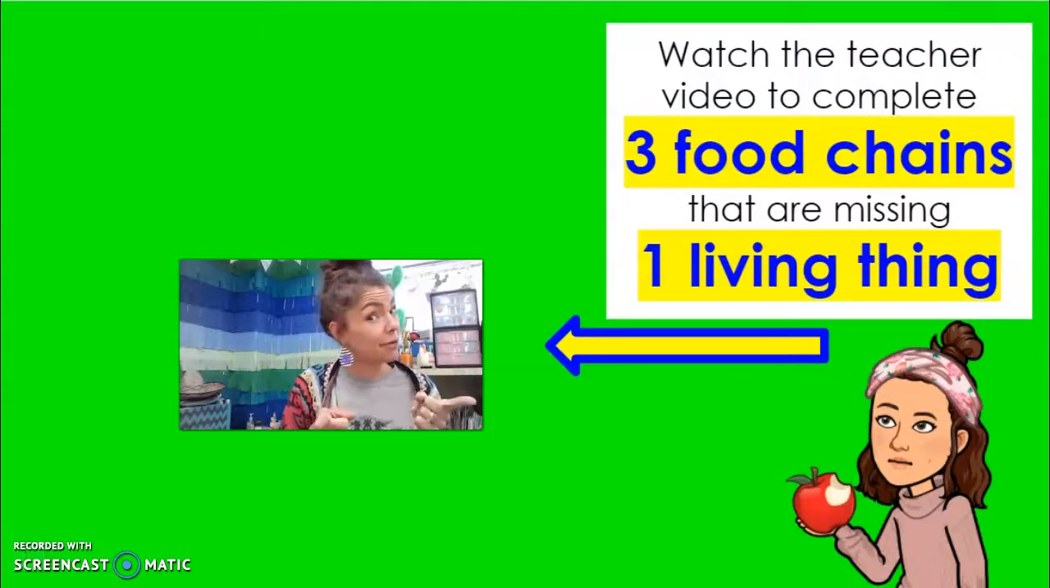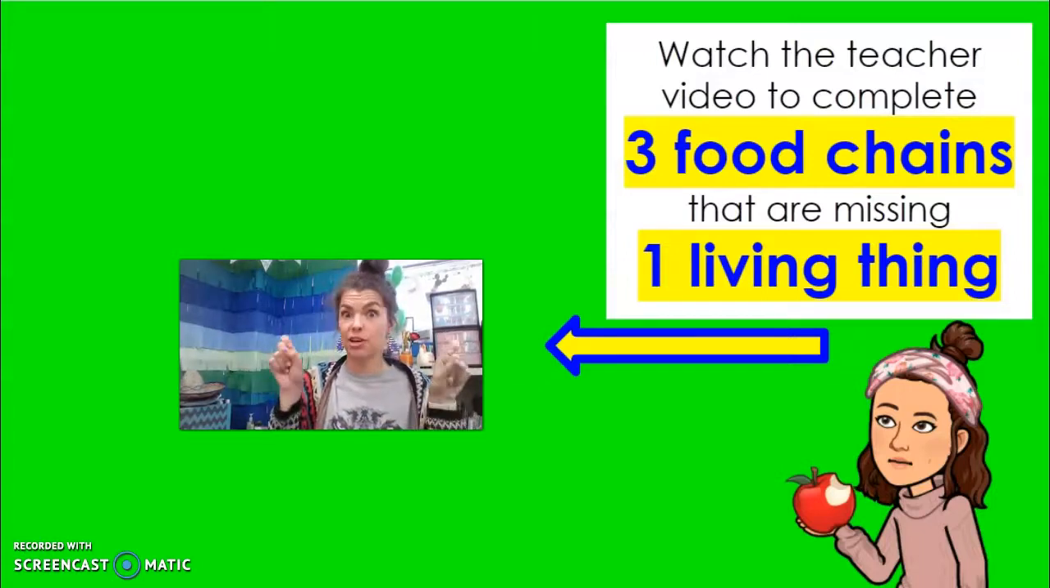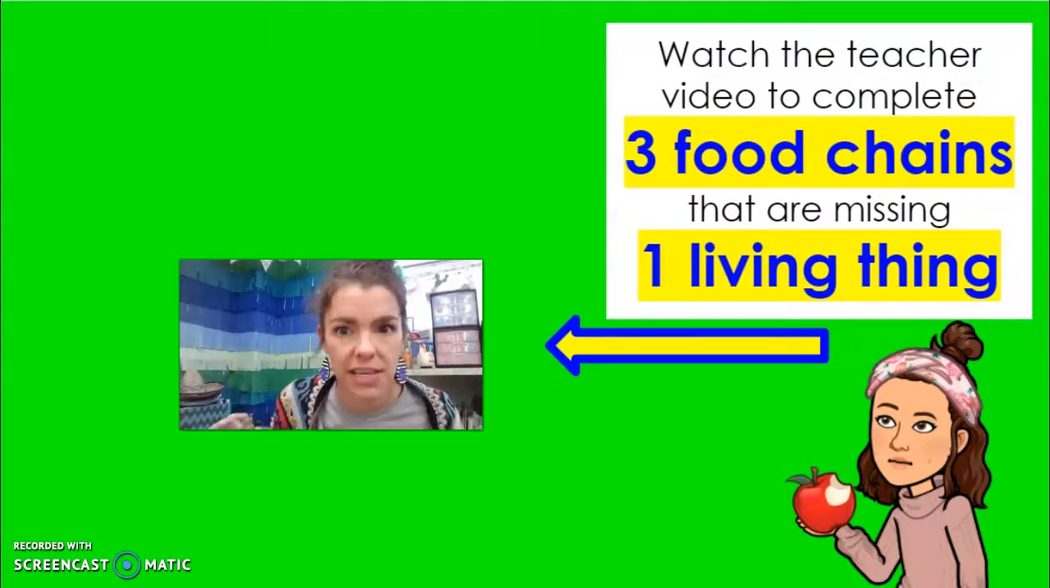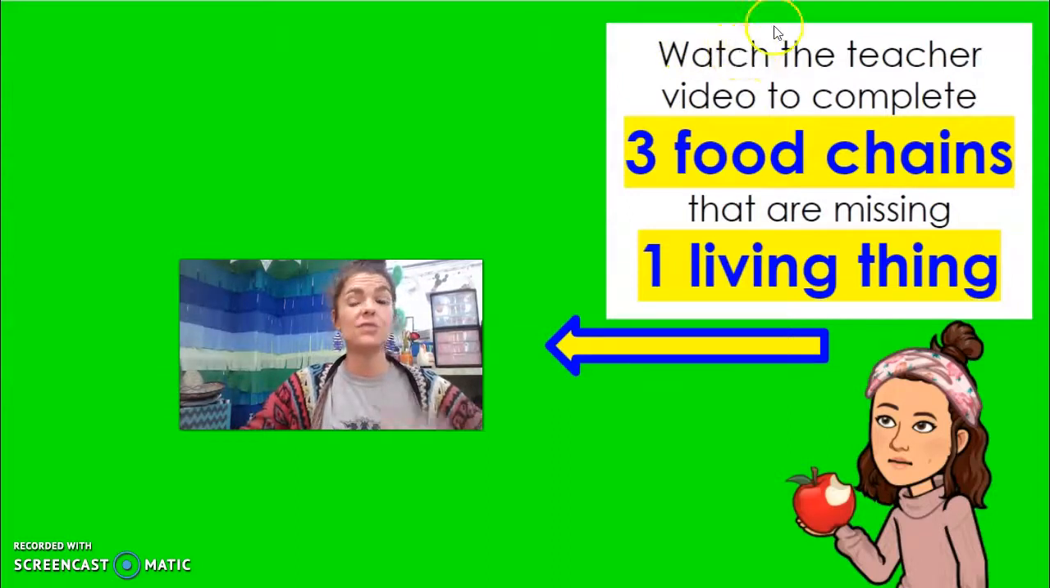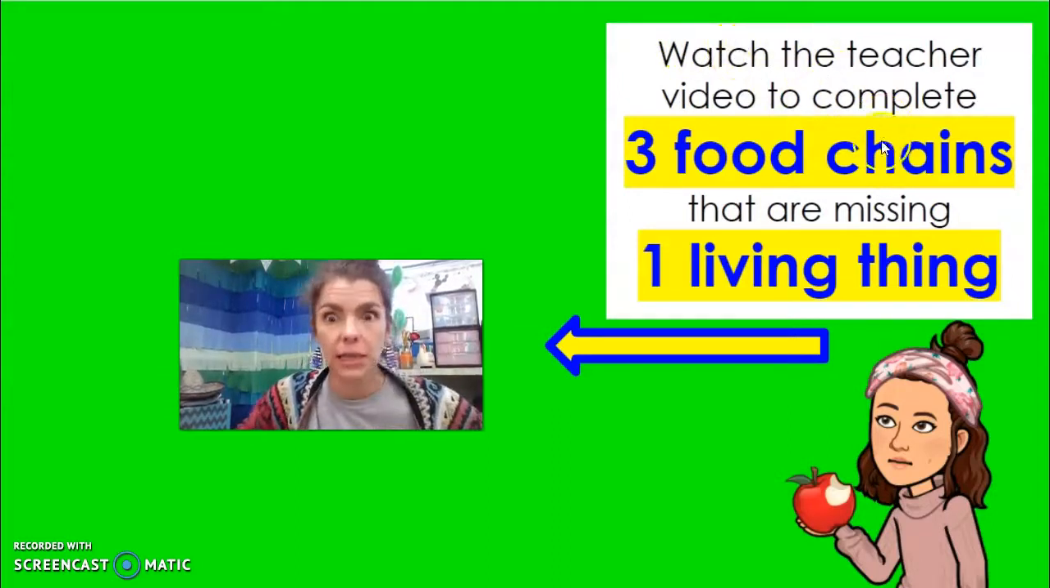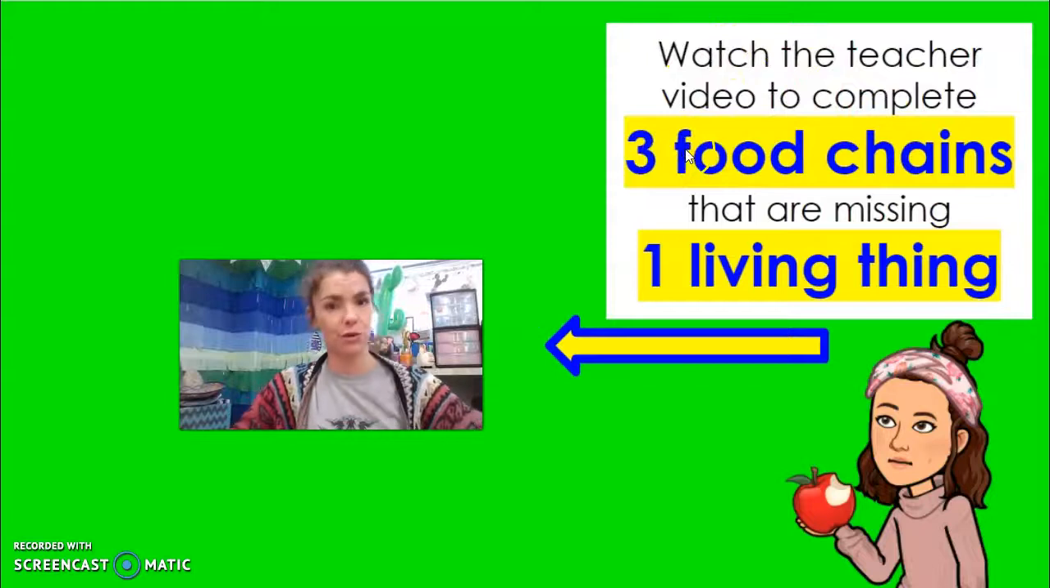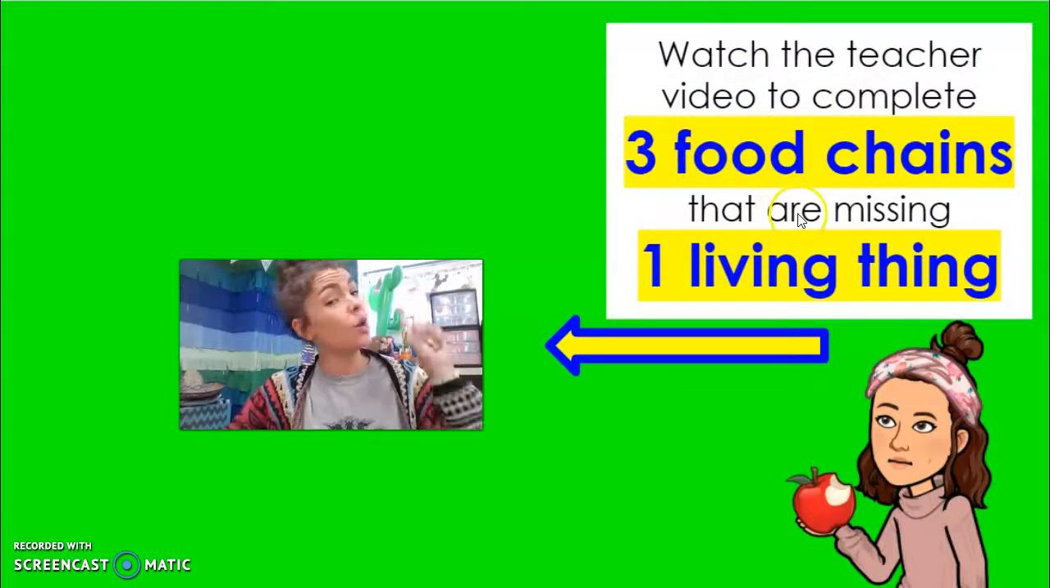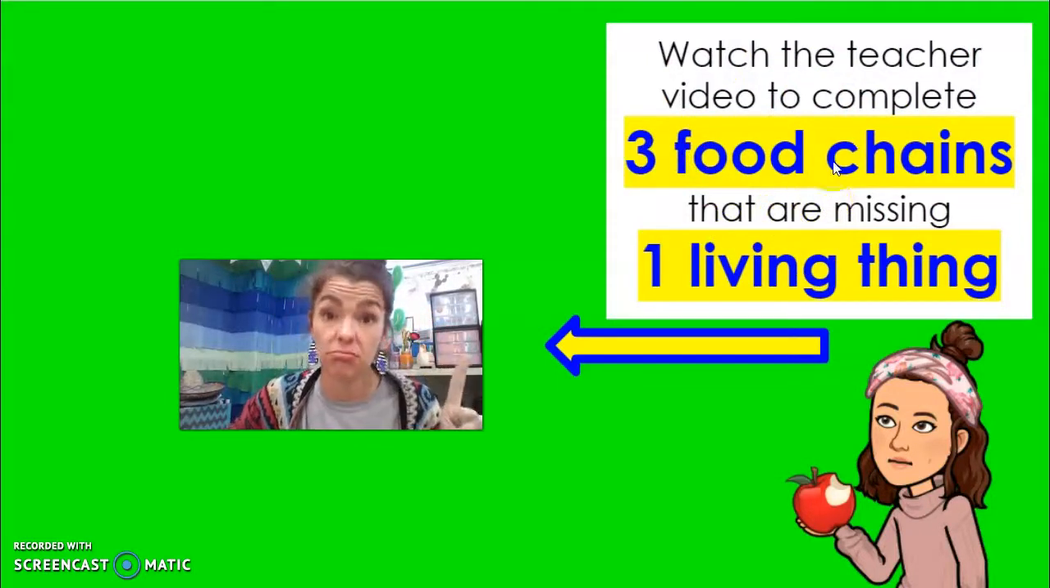Now that we've studied PebbleGo, we've reviewed our vocabulary, it's time to get started on your assignment for the day. It asks us to please watch this teacher video to complete 3 food chains that are missing one living thing.